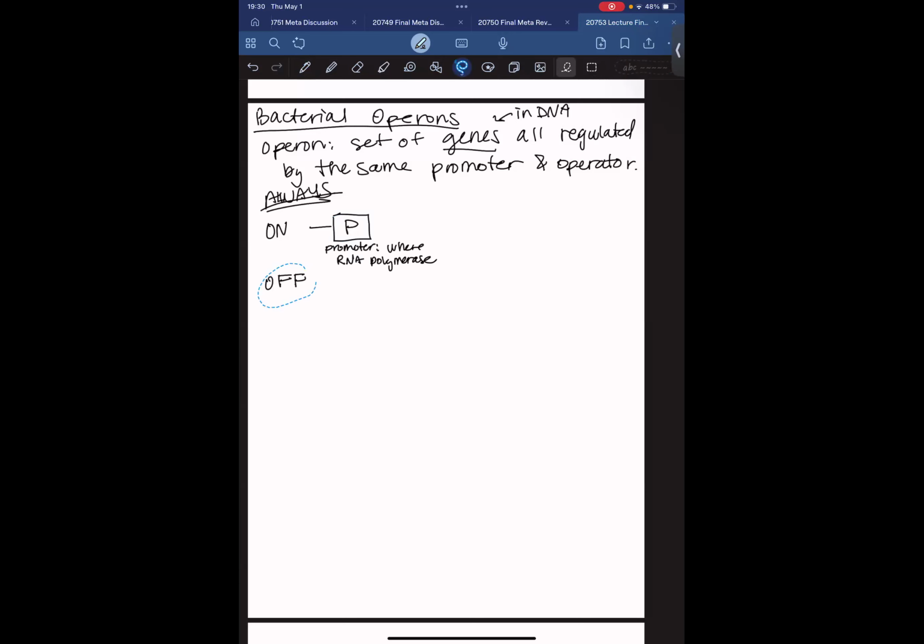It binds on the DNA. Move this guy down and give us a little space to write this. We have the promoter, we have the operator, and then we have our genes. Gene 1, gene 2, whatever, gene 3. And they are all linked together.